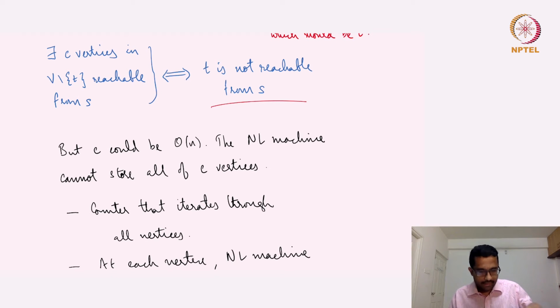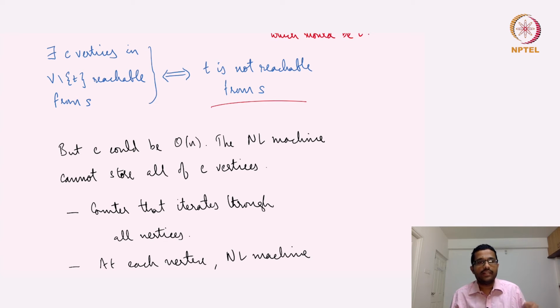Now again, there are implementation details here. All this we want to do in non-deterministic log space. We want to show path complement is in NL. So we cannot simply guess 10 vertices or something, C vertices, because there could be maybe n by 2 vertices reachable from S, and just to write down the n by 2 vertices will require at least order n space. So we cannot have the NL machine just guess all the n by 2 vertices, note them down somewhere, and then go about verifying them.